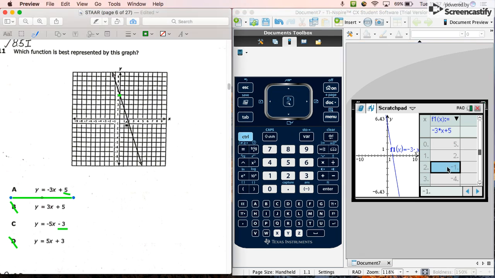So ladies and gentlemen, I proved to you by graphing and by process of elimination that the answer is indeed A.